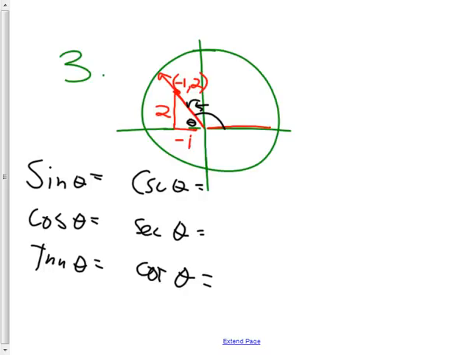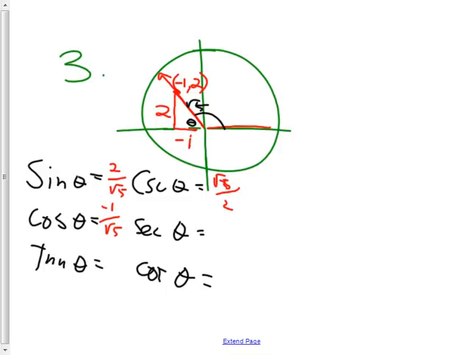Sine, opposite, 2 over hypotenuse, square root of 5. 2 over square root of 5. And now it's just like the problems we did before. Cosecant, you just flip it. Square root of 5 over 2. Cosine, cosine's adjacent over hypotenuse. Adjacent is -1 over hypotenuse of square root of 5. And secant, you just flip it. Get what I'm saying? Once you've got the triangle, the rest of it's just like we did before. All right, so there's that kind of problem.